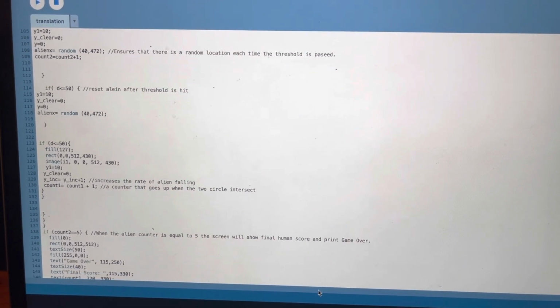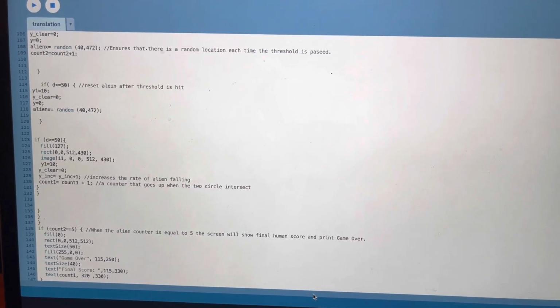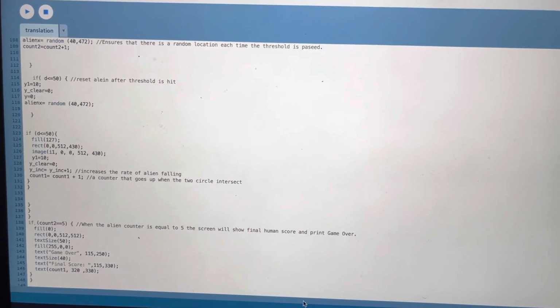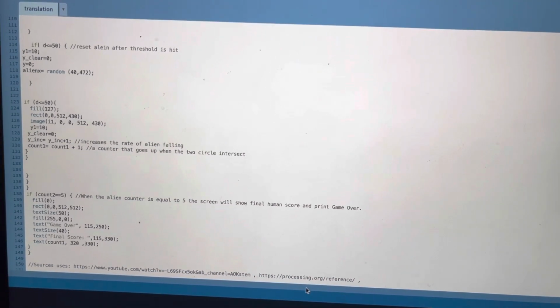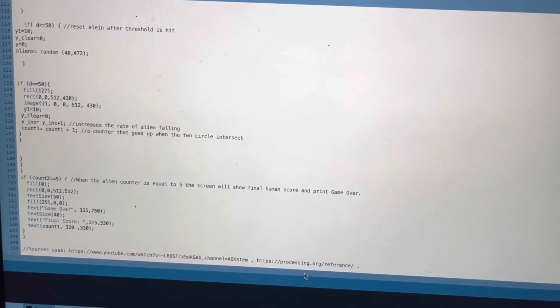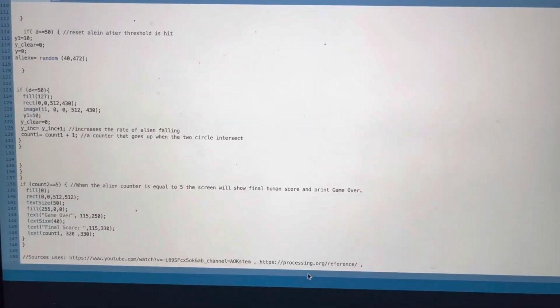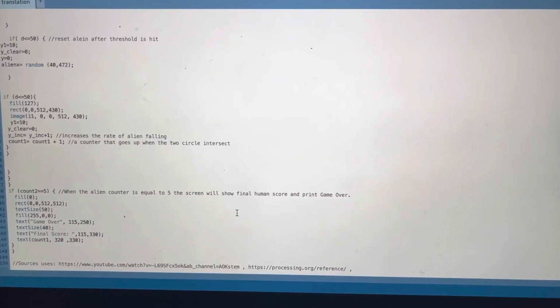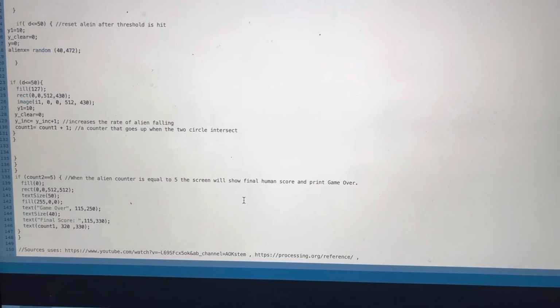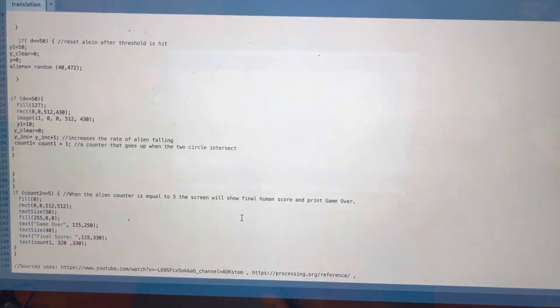I also had a random counter that put random locations at the top of the screen for the alien to fall from. And if they were to touch, the human counter would go up 1 and the explosion image would pop up. And if the count was equal to 5, it would say game over and your final score would pop up on the screen.